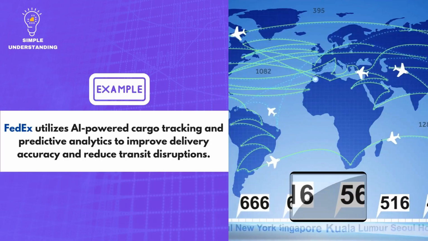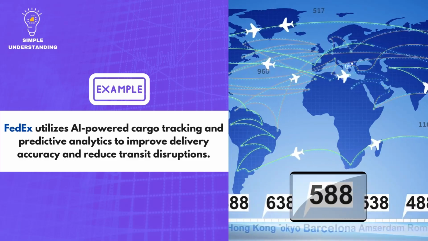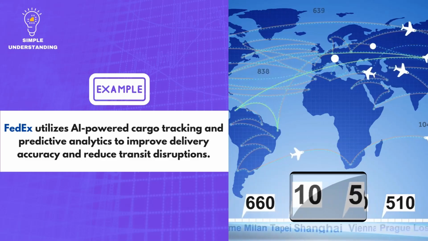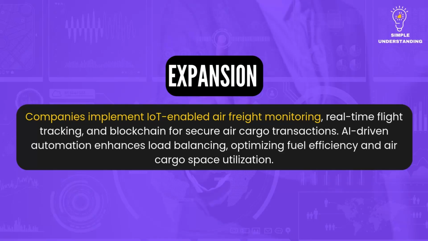Real company example: FedEx utilizes AI-powered cargo tracking and predictive analytics to improve delivery accuracy and reduce transit disruptions. Expansion: companies implement IoT-enabled air freight monitoring, real-time flight tracking, and blockchain for secure air cargo transactions. AI-driven automation enhances load balancing, optimizing fuel efficiency and air cargo space utilization.